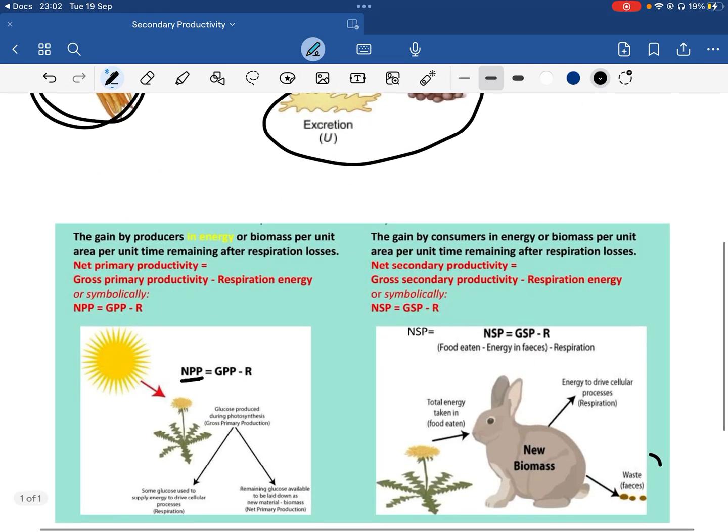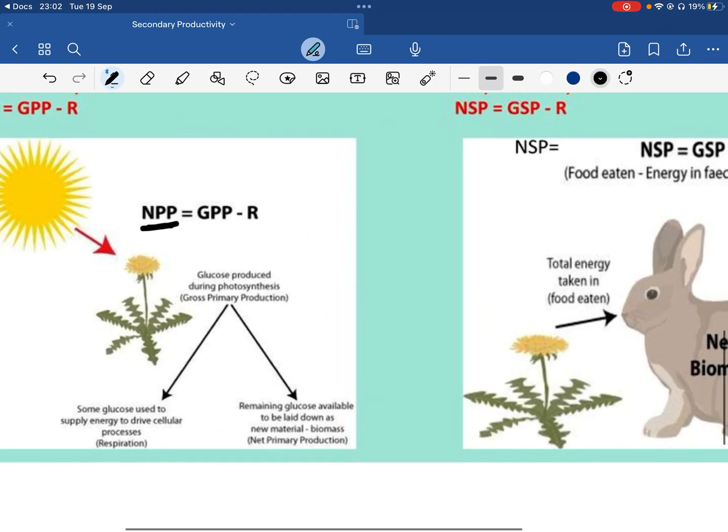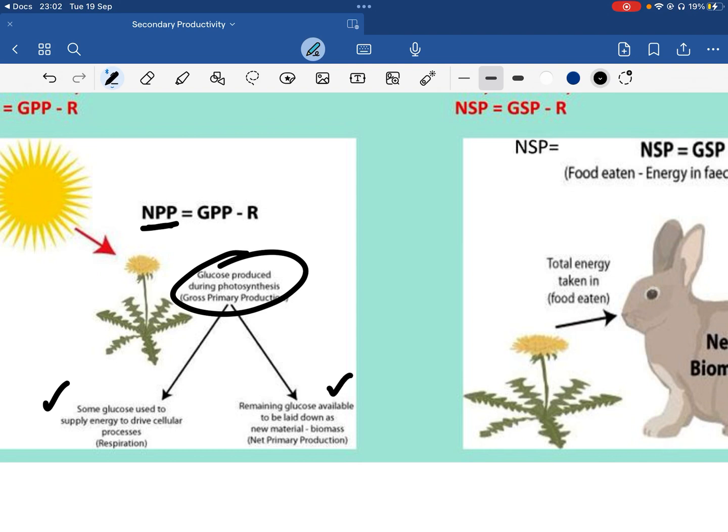So we can visualize this here. Of course, plants are going to make their own glucose, they can use it for cellular respiration, or they can use it as storage. So net primary productivity takes into account respiration loss. Gross primary productivity is just how much glucose the plants make.